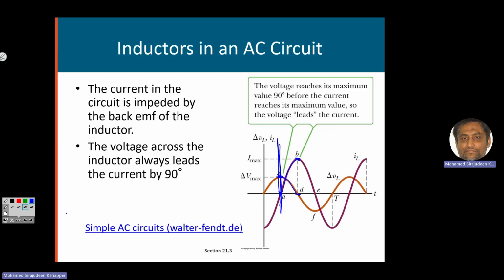So what you have to take from this graph is the voltage leads. Voltage is the first guy, right? Because when you look at the DC case, the moment you close the switch, voltage is already the same as the battery. So the voltage is in front of the current. Voltage is maximum, current is just starting from 0. So voltage leads the current by 90 degrees. We can look at the animation, but I leave it to you. I don't have to repeat it.